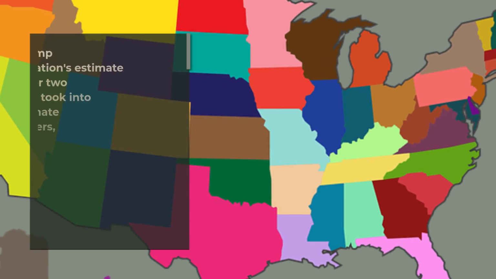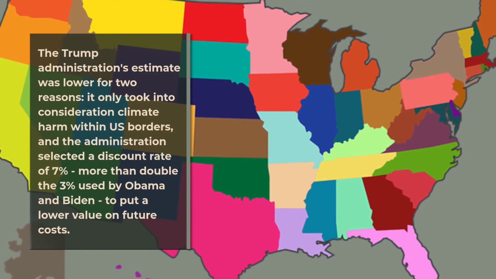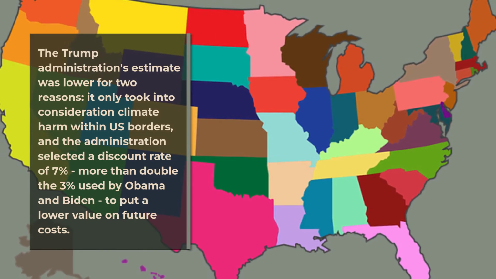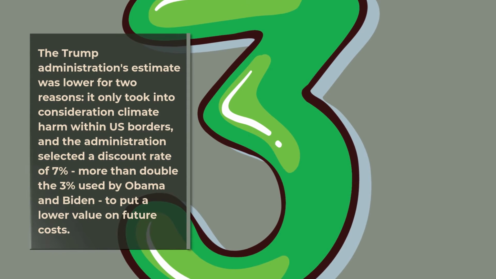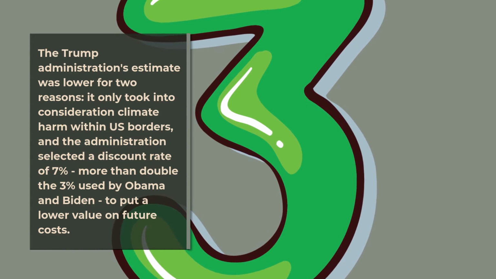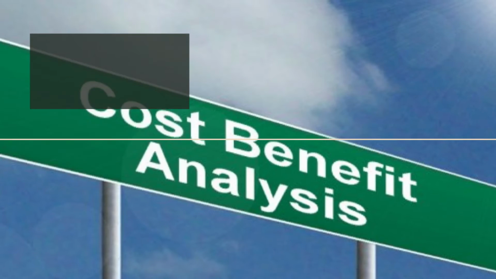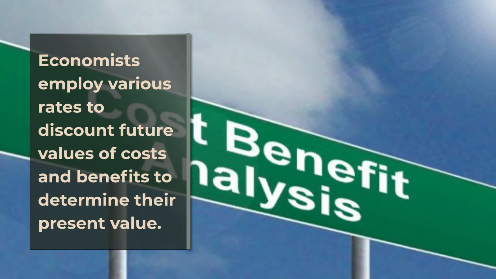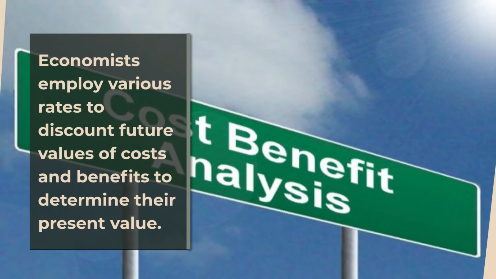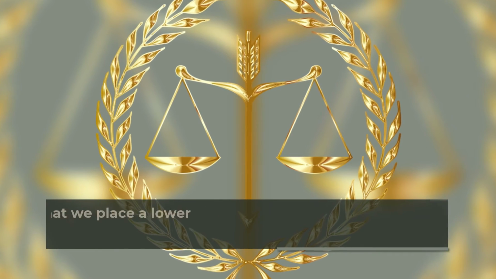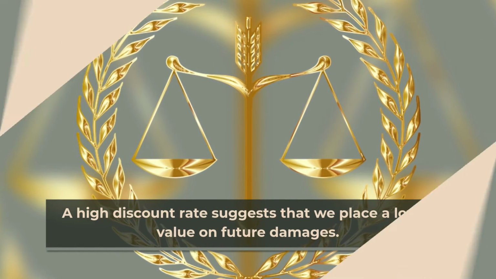The Trump administration's estimate was lower for two reasons: it only took into consideration climate harm within U.S. borders, and the administration selected a discount rate of 7%, more than double the 3% used by Obama and Biden, to put a lower value on future costs. Economists employ various rates to discount future values of costs and benefits to determine their present value. A high discount rate suggests that we place a lower value on future damages.